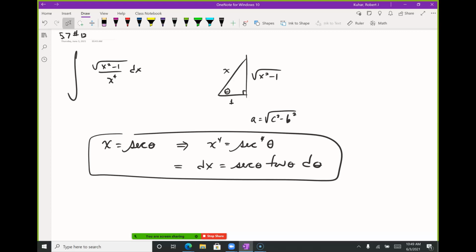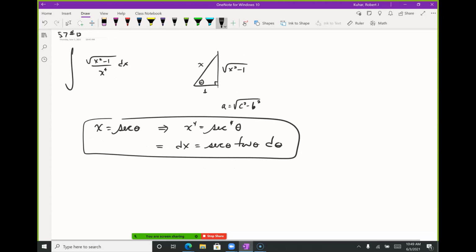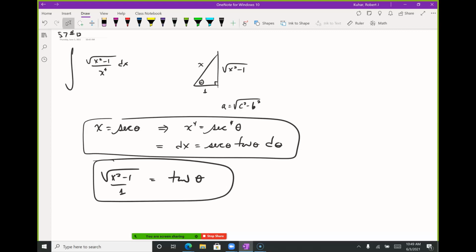Okay, we're ready. I need the square root, right? So the square root of x squared minus 1 over 1. Why am I doing it over 1? I'm trying to make something as simple as possible, right? So this is what? Tangent of theta. And now I've got everything I need, right?